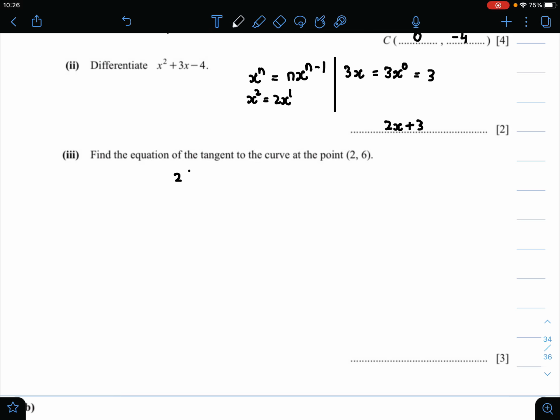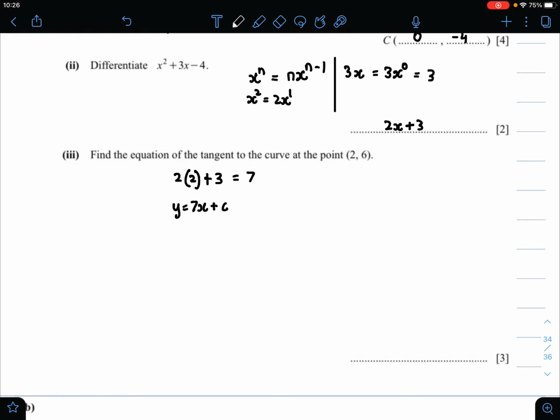So 2 times the x value, which is 2, plus 3 will give you the gradient of the tangent. So 2 times 2 is 4, plus 3 will be equal to 7. So we have the equation of the tangent now, which is y is equal to 7x plus c. Now we need to find the value of c, which is the y-intercept.